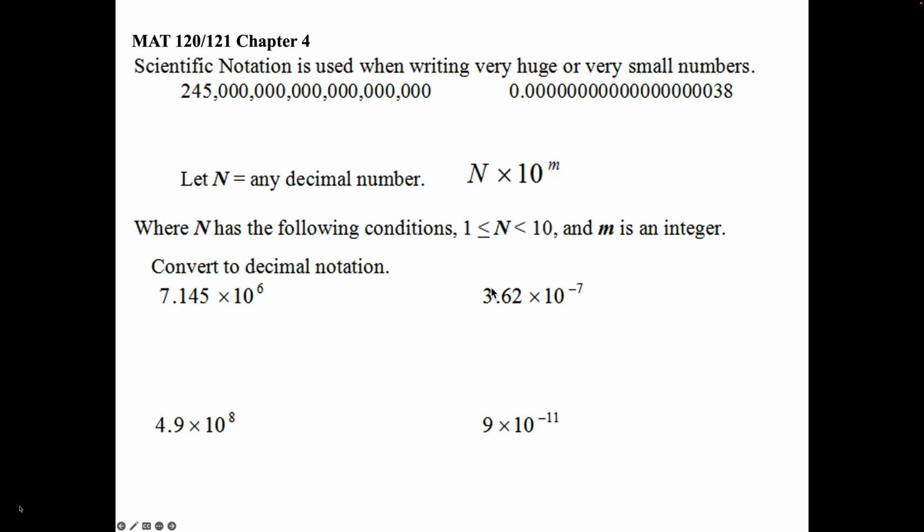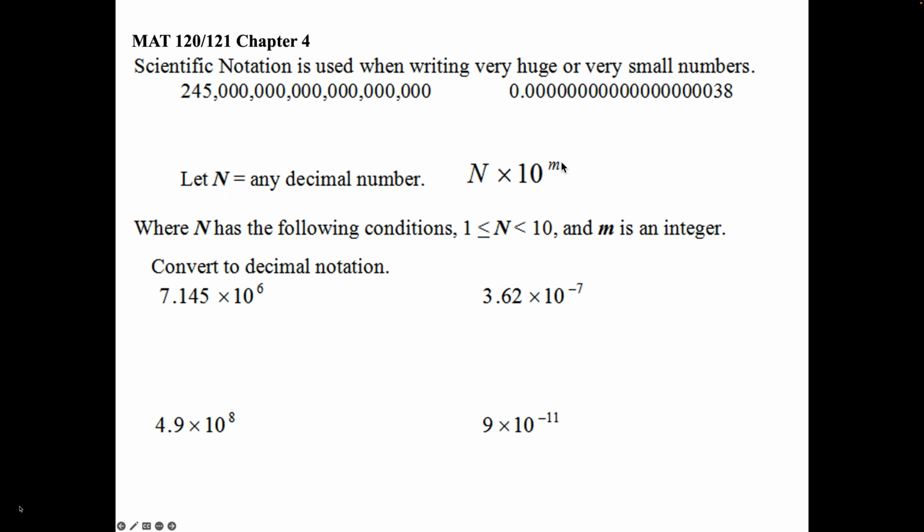Okay, next we're going to talk about scientific notation, which is used when we have to take very large and very small numbers and condense them so it's easy to work with. So here's a really huge number, and what we want to do is rewrite this as some decimal number times 10 to some exponent.